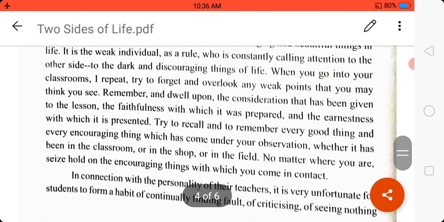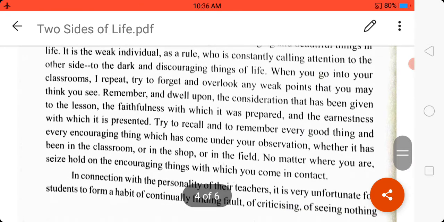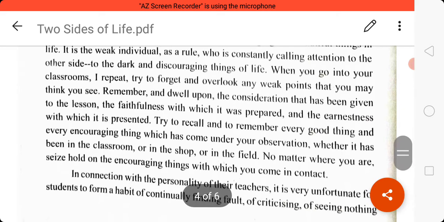When you go into your classroom, I repeat, try to forget and overlook any weak points that you may think you see. So you should not see the dark side. You should overlook your weak points and you should overcome your weak points.